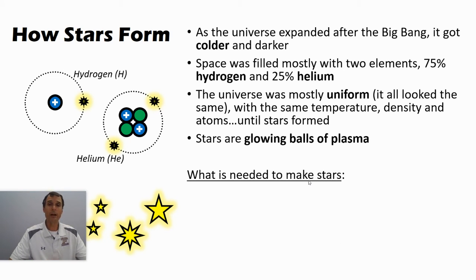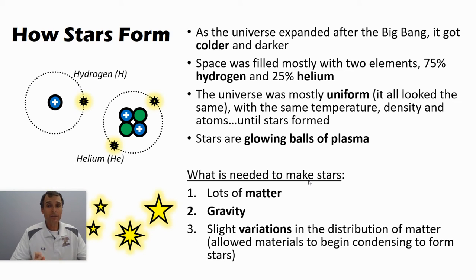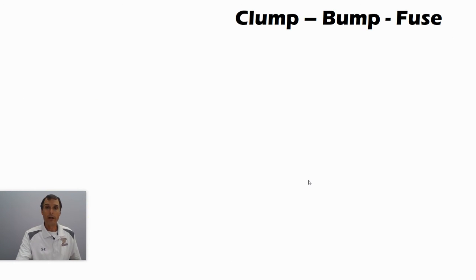So what does it take to make stars? Three things. Number one, we need lots of matter because stars are huge. Number two, we need gravity to collect all that matter together to make a star. And then we need tiny variations in the distribution of material in our universe so that it starts to clump together and eventually leads to stars forming. All right, so three things we're going to talk about. Try to make it simple.